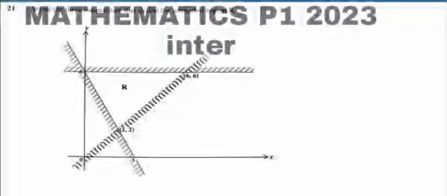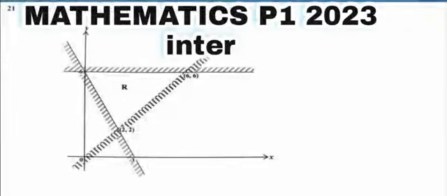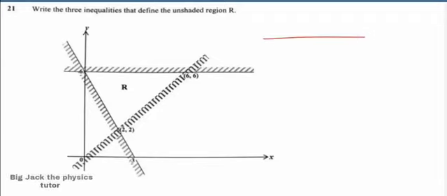In this video, I'm going to answer Mathematics Paper 1 2023 internal from 21 up to question 23. So the question reads, write the three inequalities that define the unshaded region R. When they say unshaded region R, it means the part which is not shaded. Suppose we have a line like this one here. If I shade this part here, then the unshaded part is this part here.